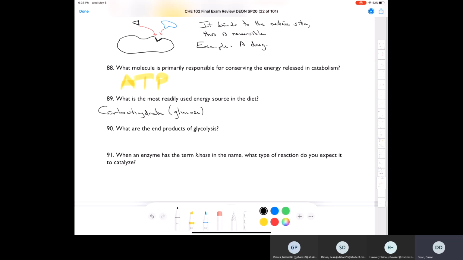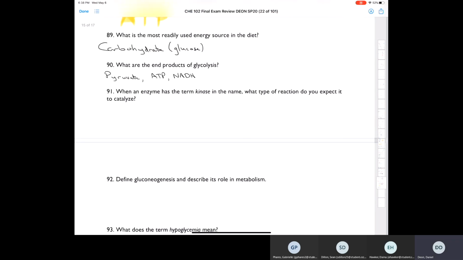What are the end products of glycolysis? Well, this is just a matter of memorizing that you end up with pyruvate from glycolysis, ATP, and NADH. Anyhow, let's move on from there. The next one, oh, this is a good question. I like this one. I dig it. It says, what is a kinase? When an enzyme has the term kinase, what type of reaction do you expect it to catalyze?